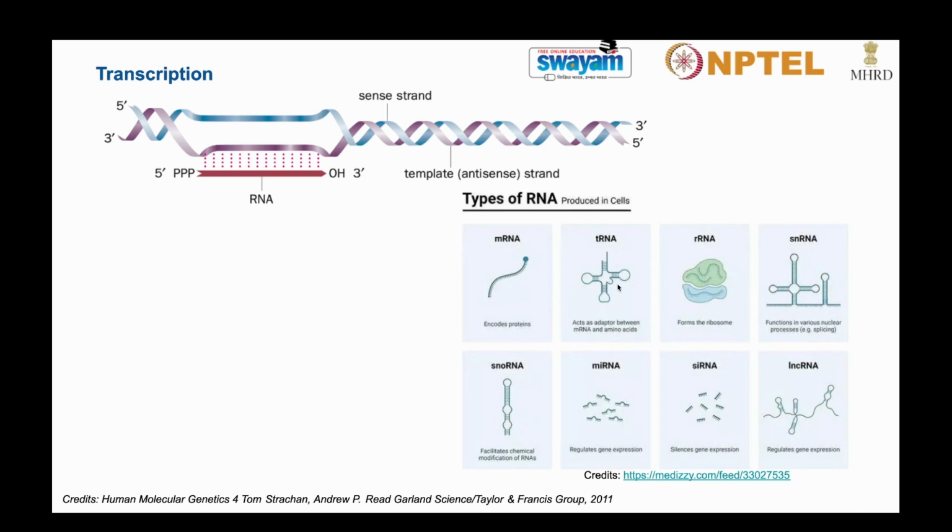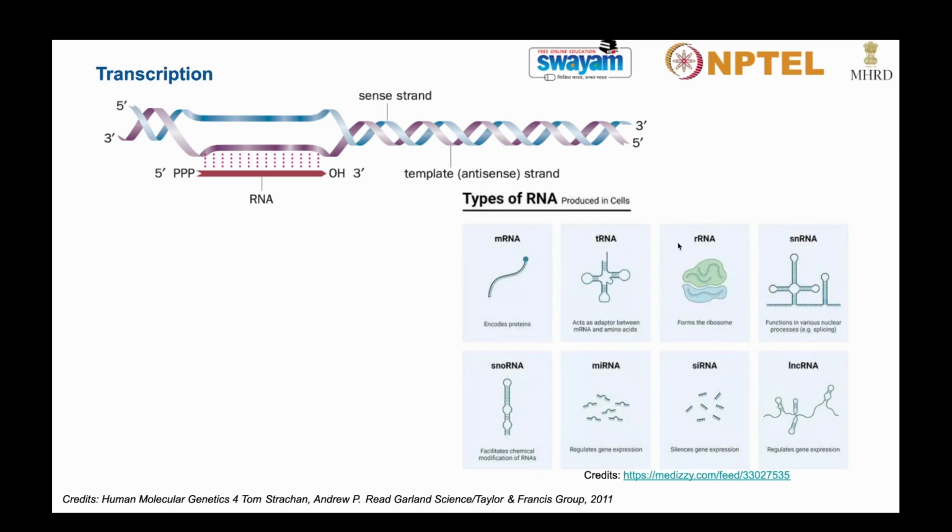Then comes tRNA, which is transfer RNA. Why transfer? Because it is involved in protein synthesis where it is transferring the amino acids. Protein is nothing but a chain of amino acids joined to one another by peptide bonds. Hence tRNA is involved in the translation process in which it transfers the amino acids. Hence it got its name as transfer RNA.